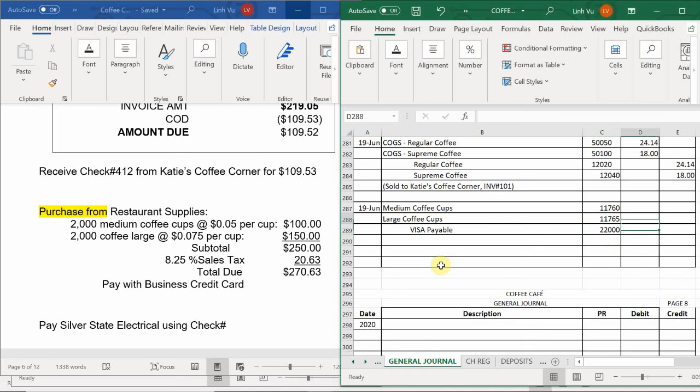So here I'm given that the total cost of buying 2,000 medium cups was a grand total of $100, while my 2,000 large coffee cups cost me a total of $150, right? Tax is $20.63, giving me a grand total of $270.63. So, how do I split the tax?